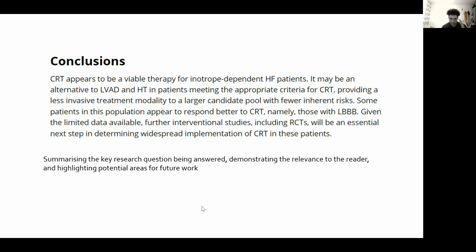That's it. So we've summarized the question, we've demonstrated why it's important to the reader by telling them what they should think, what they should do about it. So in this case, it's an alternative to LVAD, and it's really beneficial, particularly in those patients with left bundle branch block. And we've highlighted that future RCTs are needed because they've never been done before, and that's a limiting step in terms of how we perceive this and its future implementation. So let's fix that. And that's pretty much it, really.